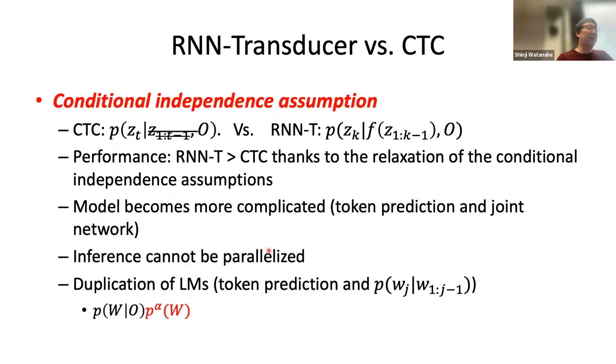Okay, another point is that CTC inference is faster than the RNN transducer in most cases, because the RNN transducer has an incremental computation part compared with CTC, right? Which part makes the computation incremental?